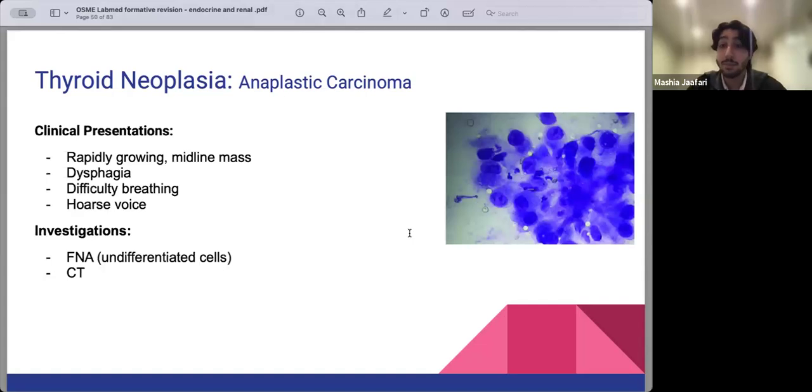In this case, it's a rapidly growing mass. So all the other cancers we've talked about are quite slow growing. This one is rapidly growing. It causes compressive symptoms. You get dysphagia, hoarse voice, difficulty breathing. And again, FNA will show undifferentiated cells, and you can do a CT to check how much it's invaded.